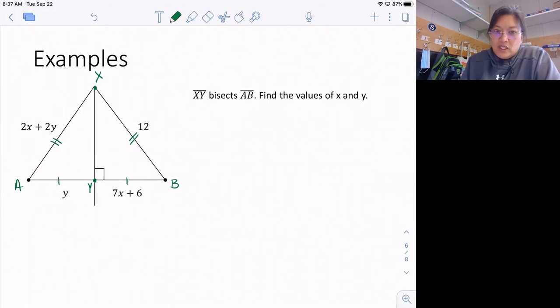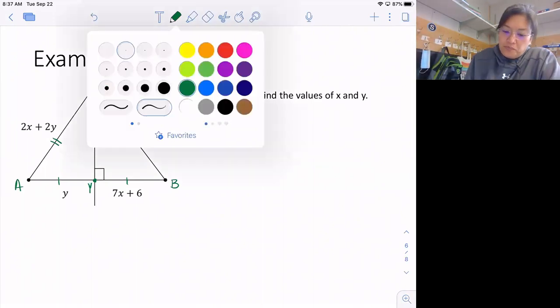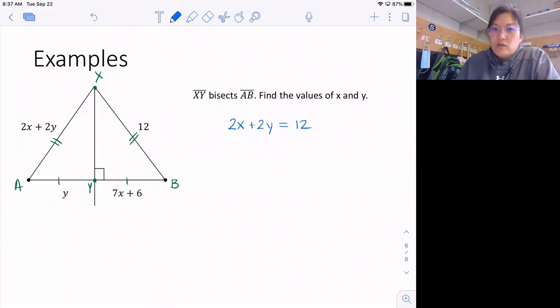So now I'm going to set up equations because now I've got 2 sets of equations with 2 unknowns. And if you paid attention in class, you know that if we have 2 unknowns, we need 2 equations to solve them. So I'm going to write my 2 sets of equations. For AX and XB, that's going to be 2x plus 2y is equal to 12. Right? Yes, because X is equidistant from A and B.